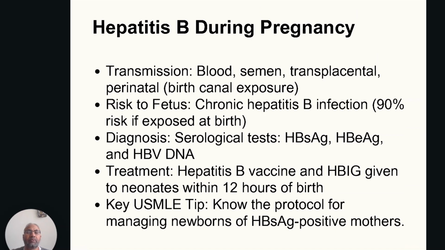Then treatment: we give the baby a hepatitis B vaccine and also HBIG, which is the hepatitis B immune globulin, which is given to neonates within 12 hours of birth. So as soon as the baby is born, we vaccinate the baby with hepatitis B vaccine and also give the baby HBIG within 12 hours of birth. And what is the key USMLE tip in this? We have to know the protocol for managing newborns of HBsAg positive mothers, which is just as we mentioned above: hepatitis B vaccine and hepatitis B immunoglobulin given within 12 hours of birth.